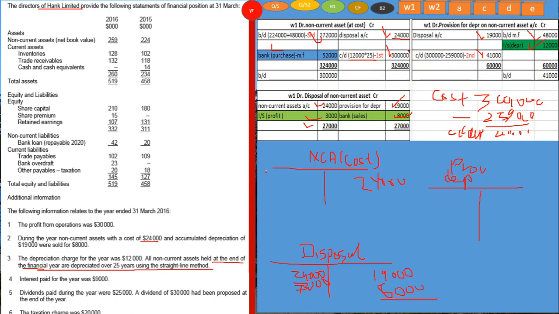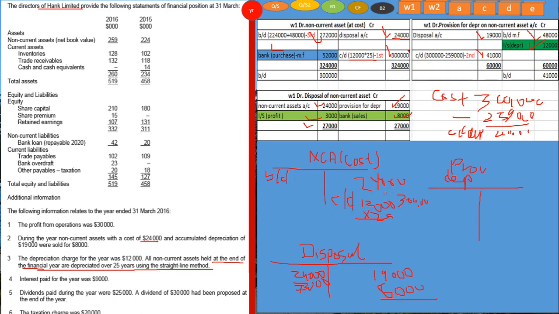The opening balance BD is not given to us. This is quite tricky. And the CD is also not given to us, because both have to be at cost. Here we have net book value. So this CD needs to be computed by doing 12,000 into 25. If you do 12,000 into 25, you get 3 lakhs. This part is important that you need to know. This is given down here: all non-current assets are depreciated over 25 years at the end of the financial year using the traditional method. So that you need to put here.